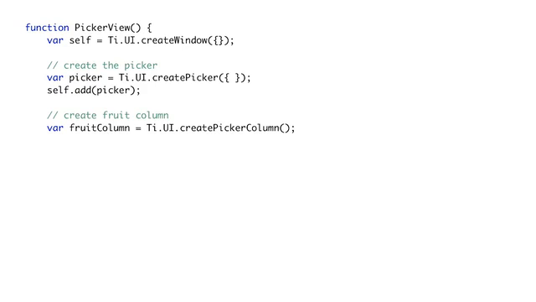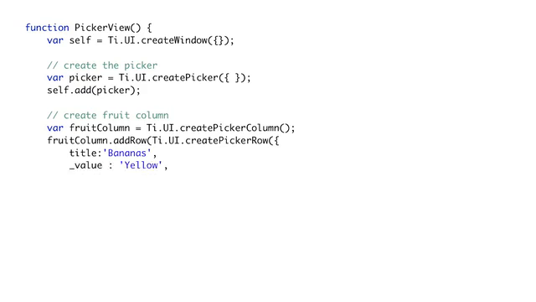So our fruit column equals ti.ui.createPickerColumn, and then we'll add a row directly to that column. So fruitColumn.addRow ti.ui.createPickerRow, and we'll pass into it a title, and our first one will be bananas, and then we'll have a value that we're going to set as a custom property. So this is not a built-in property, so we must start it with an underscore, and then we'll put the value as yellow because that's the background color that we're going to set for the next column, our color column.